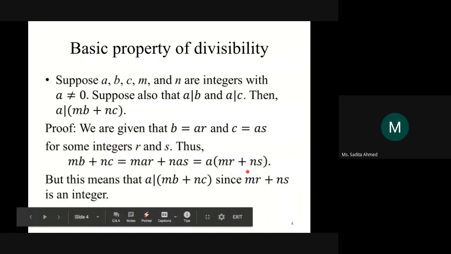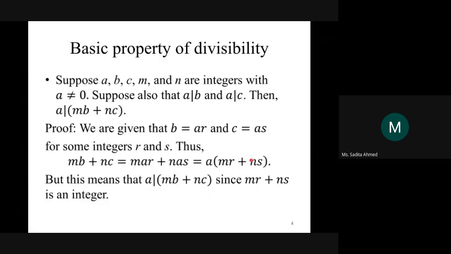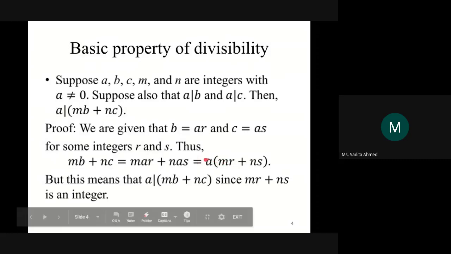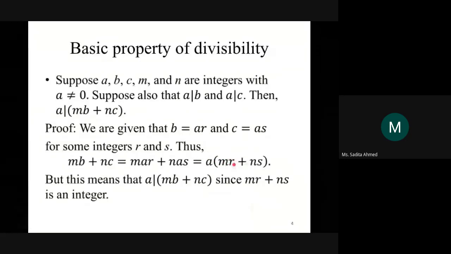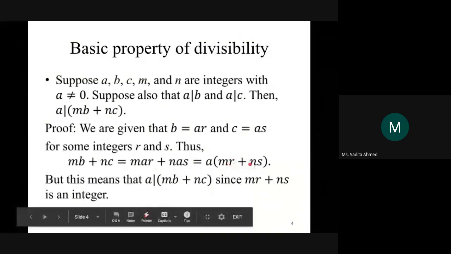Integer. So you see, we have A here and an integer here. So can we not say that A can divide this term where the result is an integer? Is this term divisible by A? Yes, miss. Yes, it is. A is a factor here. So of course it's divisible by A, and the result will be an integer, since MR plus NS, as we see, is an integer.